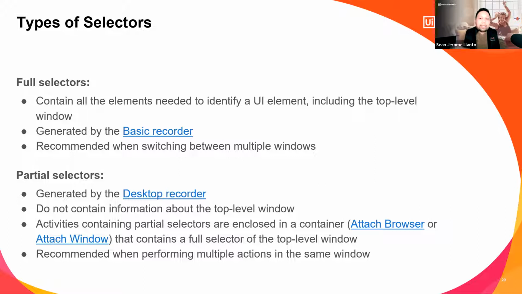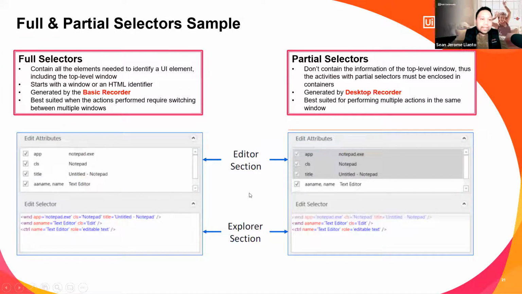So it's really good to be able to identify the type of selectors, and this is how it looks. A full selector basically contains the application that you are using, whether it's a web browser or an application. What you're noticing here is you're able to see the top level part, and whenever you're copying this, whenever you're moving this to a different activity, you're able to get the whole thing. However, a partial selector will just contain the selectors of the activity, for example, the button that you are using. It will not include the application that is being used.